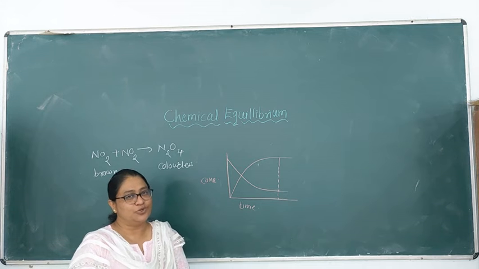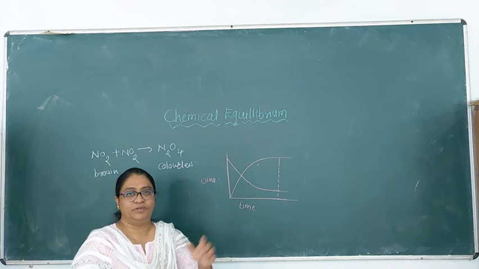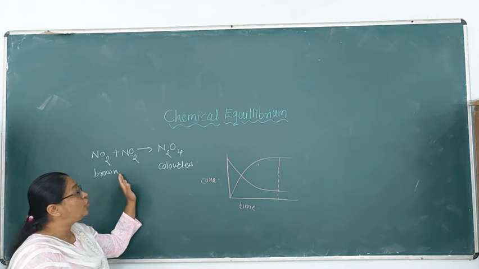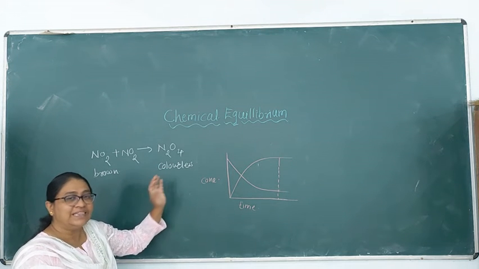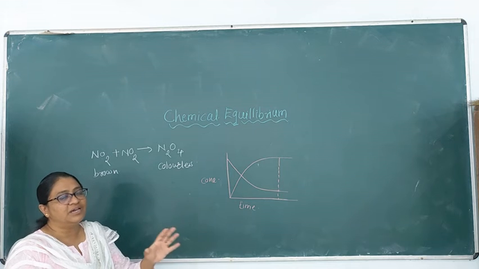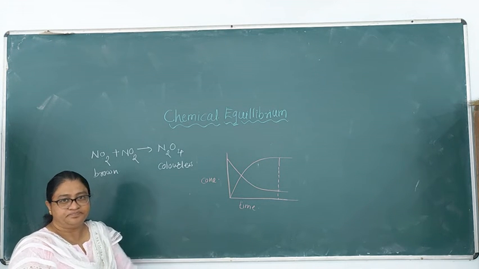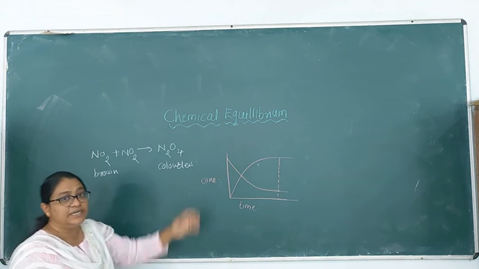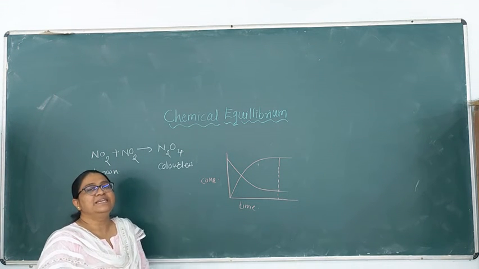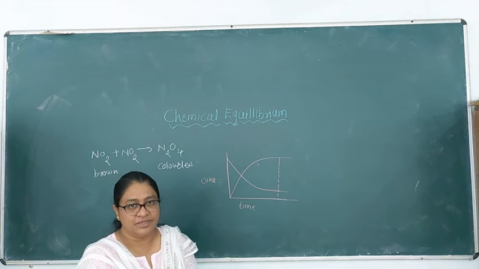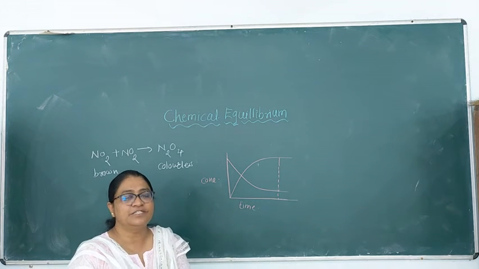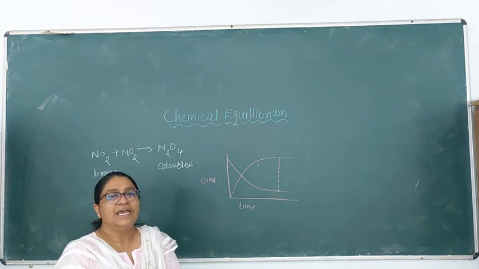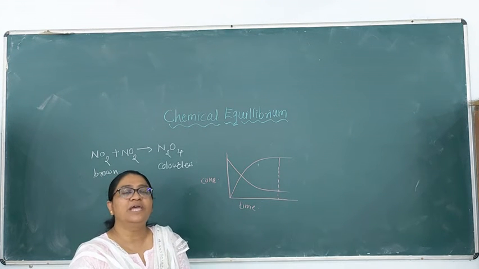What does this show? This shows that the reaction has stopped, and all the nitrogen dioxide we have taken in the vessel is not converted into the product, and that's why the brown color of the evacuated vessel is constant. This means that the reaction is not going to completion. But actually, it appears that the reaction has stopped, but that is not the case. Actually, some activity is going on at the molecular level.